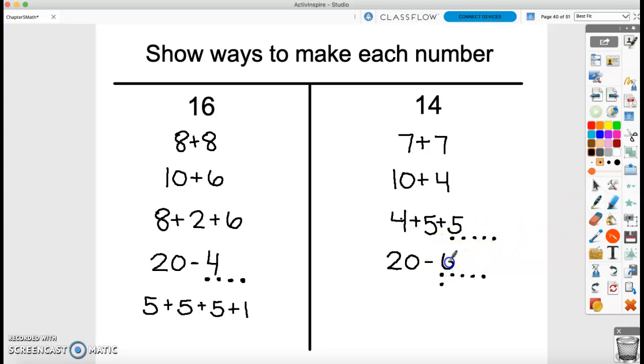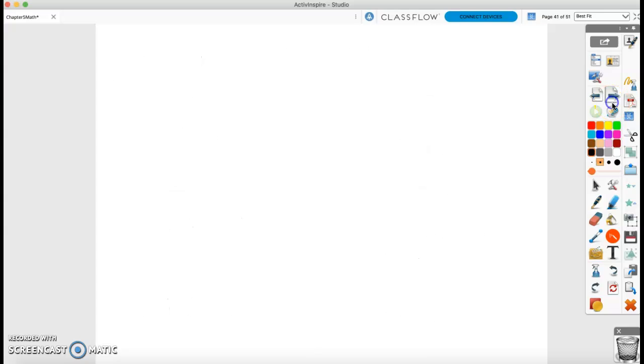Let's see if we started at 16, how many we have to take away to get to 14. 16, count back, 15, 14. So we only have to take 2 away to get to 14. Awesome job learning today.